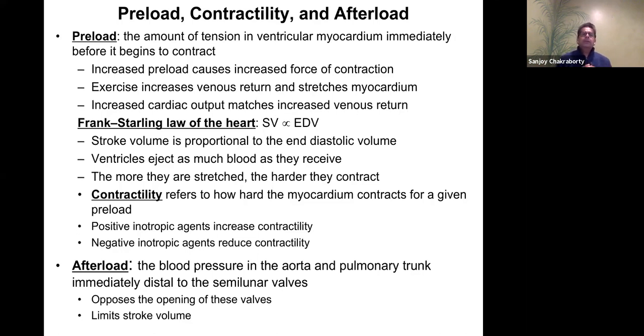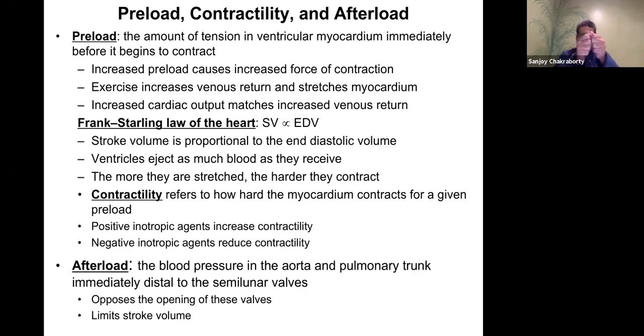Now, what is preload? In order to understand preload, let's talk about an elastic band. Elastic has the ability to come back to its original position. If I take an elastic band, stretch it, and let it go, the band will snap back.